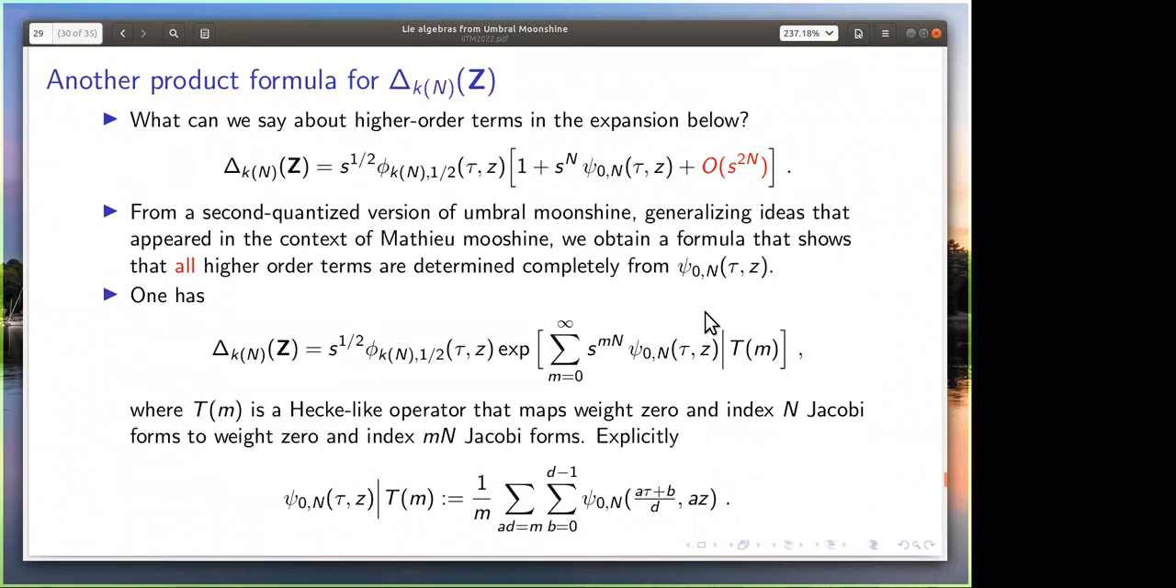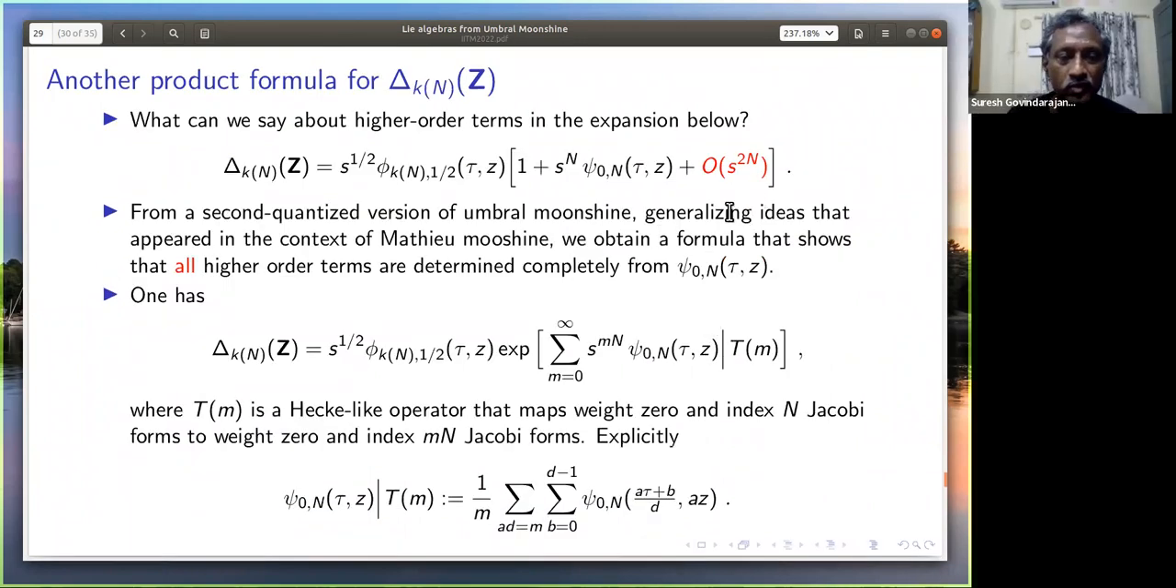Okay. So the next term will be of order s power 2n. And so that coefficient, we'll just use a symbol, psi 0 2n. It will be a Jacobi form of index 2n. Okay, so what is that? This is where I generalized ideas which appeared in the context of Mathieu Moonshine. You obtain a slightly different formula.